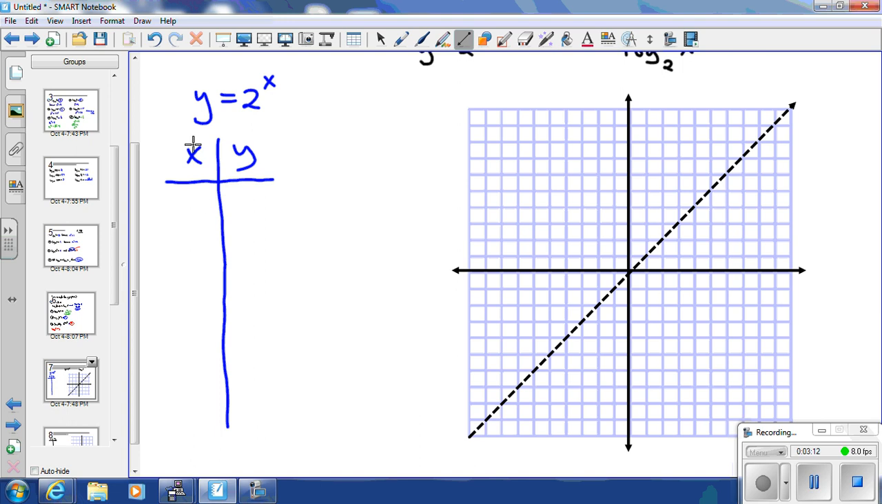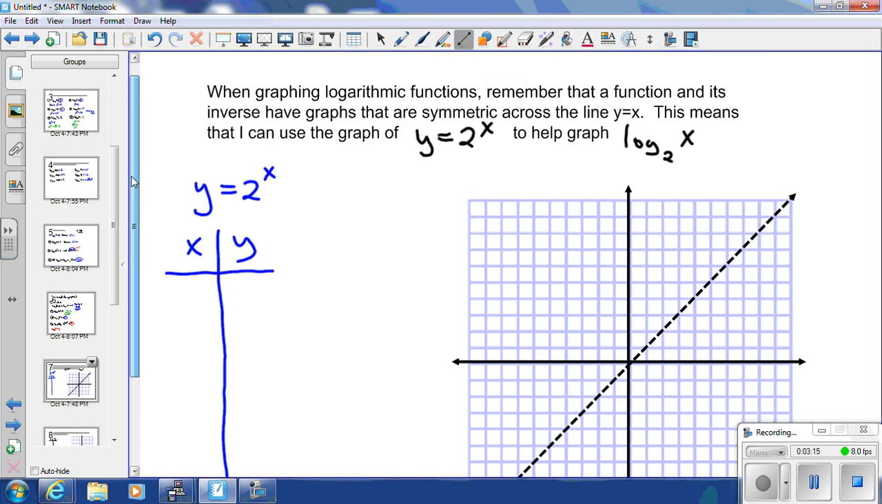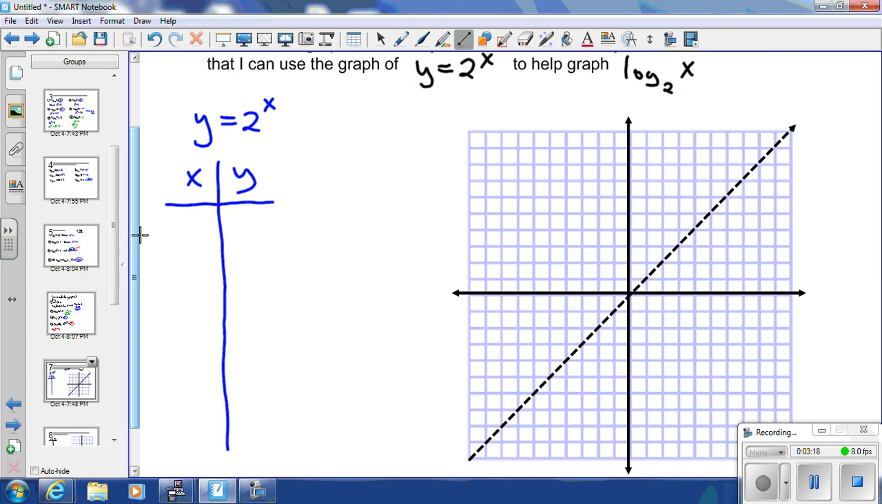So y equals 2 to the x, we know what that graph looks like. We've already done this in the last section. So if we graph y equals 2 to the x, we'll do that in blue. We'll choose some values and we'll evaluate the function. So 2 to the 0 power, 2 to the first power, 2 to the second power, 2 to the third power. So if we plot these points, we have 0, 1, 1, 2, right there, 2, 4, and 3, 8.